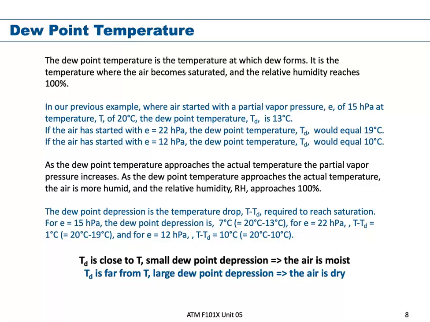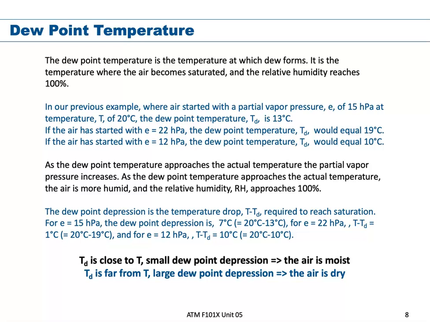If the parcel of air had started with a higher partial pressure of water vapor, for example 22 hectopascal, the dew point temperature would be 19 degrees Celsius, as the saturation vapor pressure of water is 22 hectopascal at 19 degrees Celsius. If the parcel of air started with a lower vapor pressure of water of 12 hectopascal, the dew point would fall to 10 degrees Celsius.